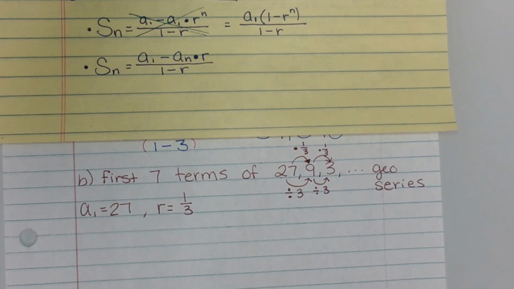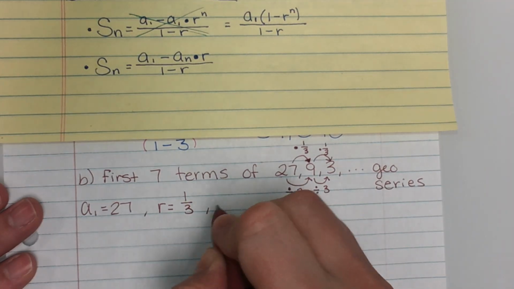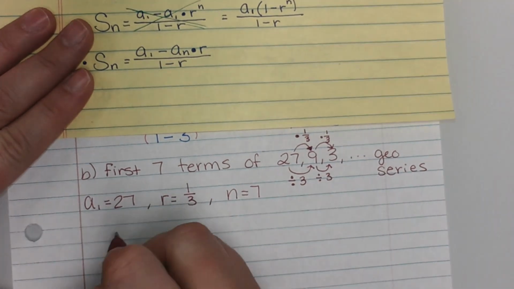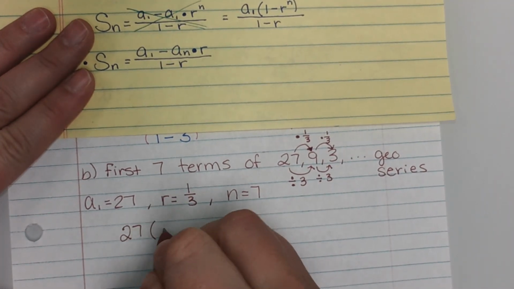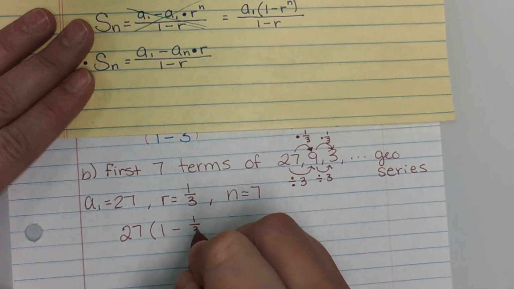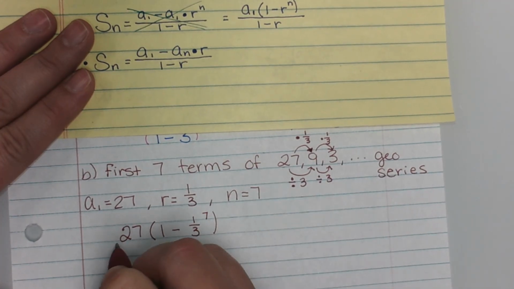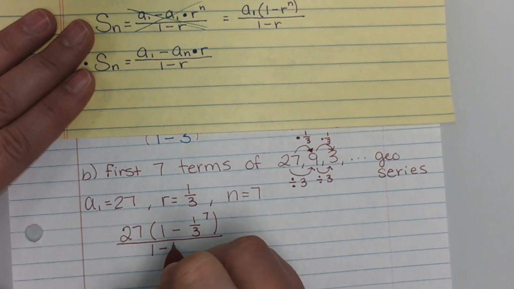Ruby, do I know N or do I know A sub N? And what is N? N is 7. Aubrey, if that's the case, am I using the first formula or the second one? First one. I'm using the first one again. So, a sub 1 is 27, R is 1/3, N is 7, all over 1 minus R.